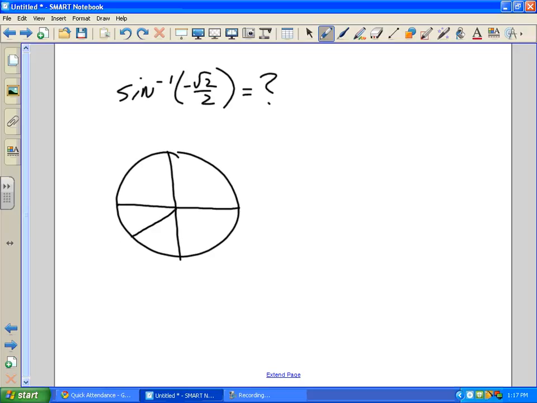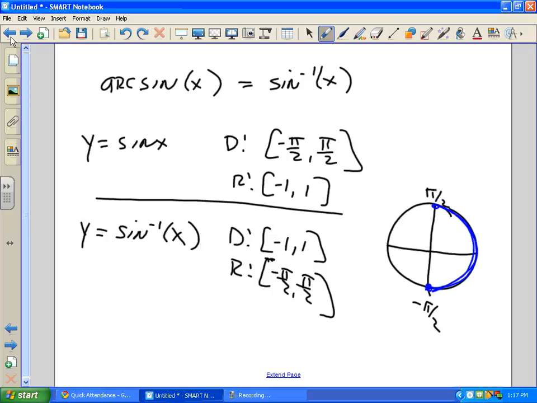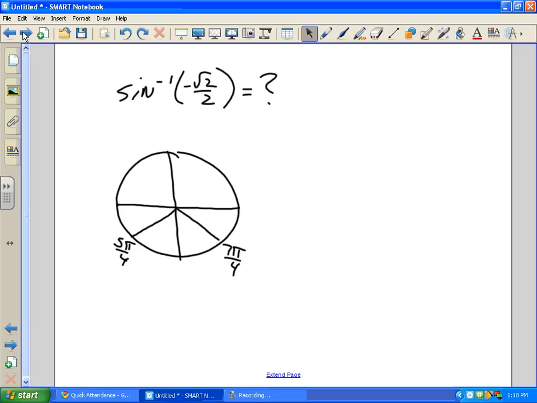5 pi over 4. Yes, 5 pi over 4. And what is the angle in quadrant 4 that has a sine value of negative radical 2 over 2? 7 pi over 4. Okay, but if you remember, the domain is from negative pi over 2 to pi over 2. So quadrant 3 is not even on the right side of the circle, is it? So I could get rid of that angle. This angle is on the right side of the circle.